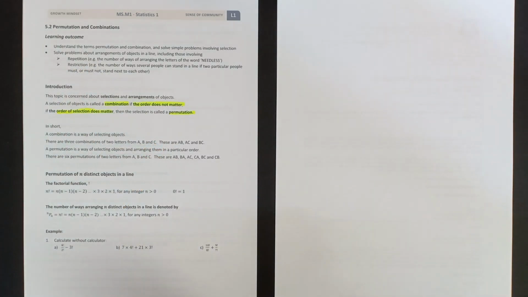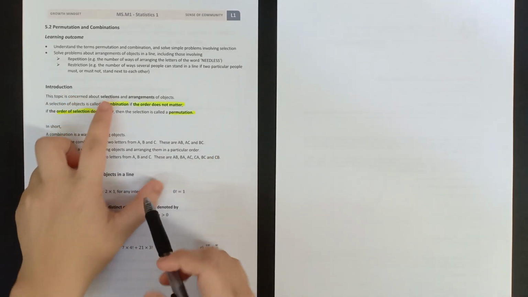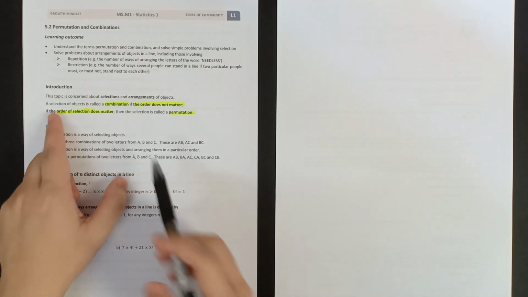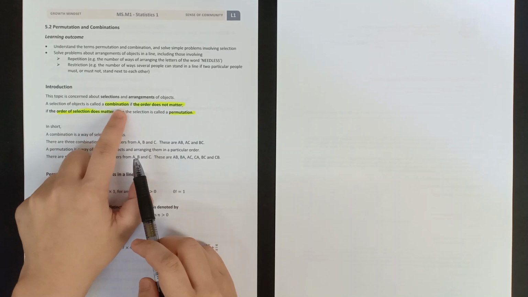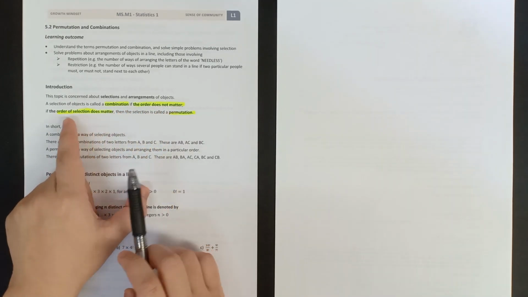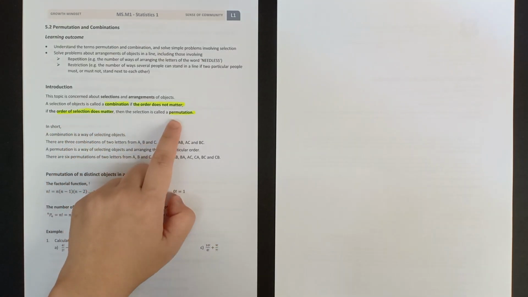Okay, just a very quick, brief introduction on the thing that you already learned before this. This topic is basically about how you select and how you arrange objects. A selection of objects is called a combination when the order doesn't matter. When the order of the selection does matter, it is called a permutation.